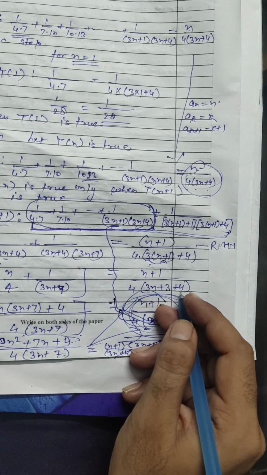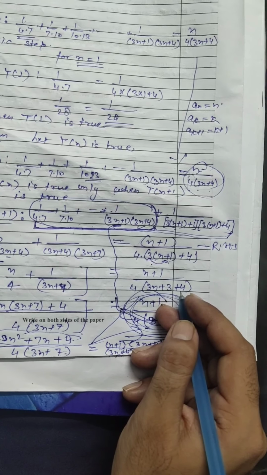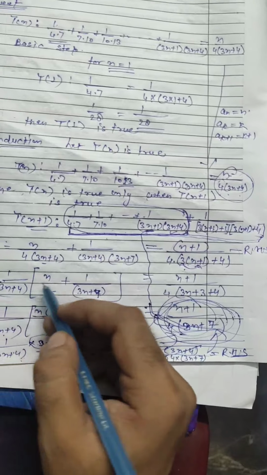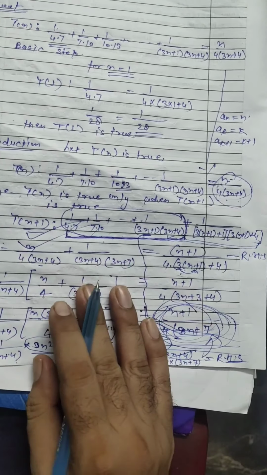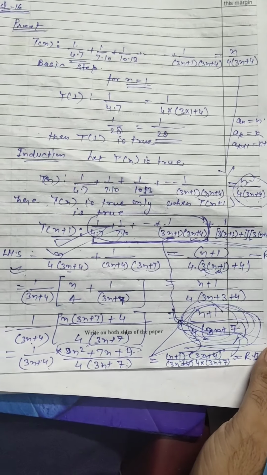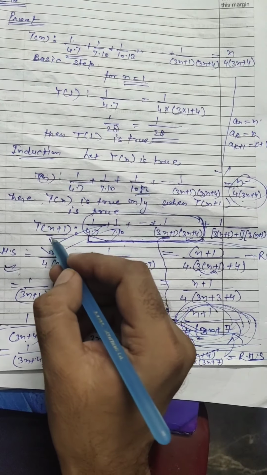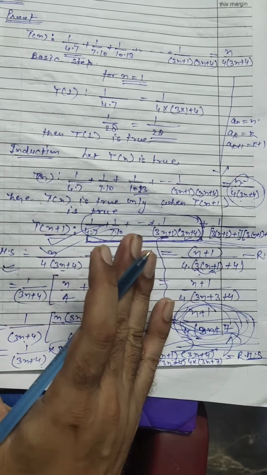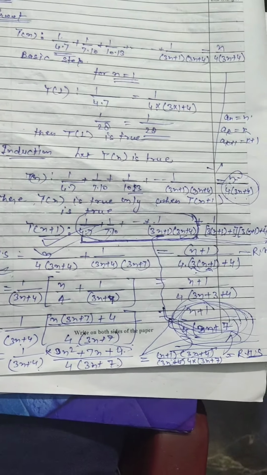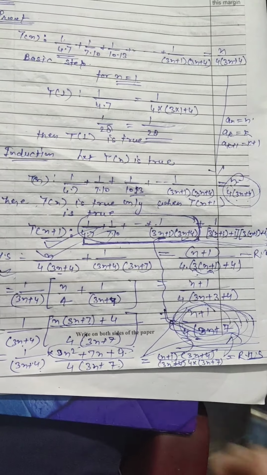Okay, and mention the main statement. What is the statement? Therefore the truth of Tk implies the truth of Tk plus 1, means T of k plus 1. If this thing is true, T of n plus 1 is true, so Tn is also true. Is it clear? This is the statement for mathematical induction. You have proved it with the help of mathematical induction.